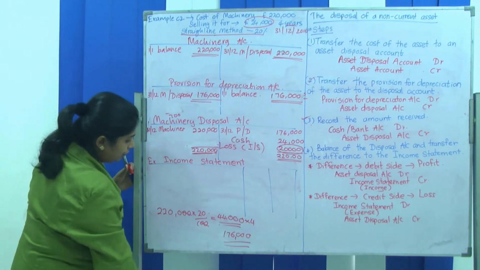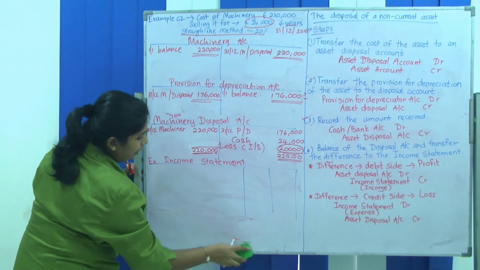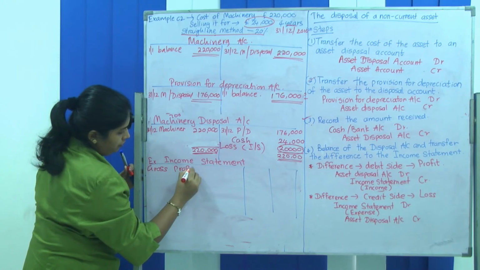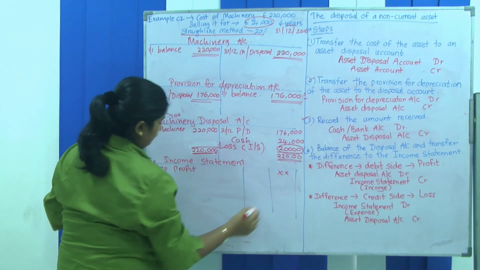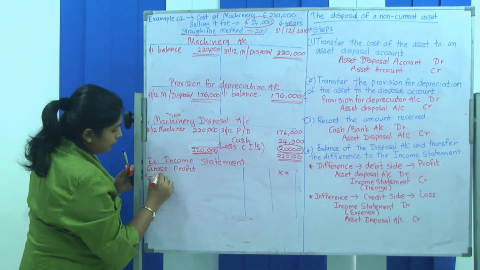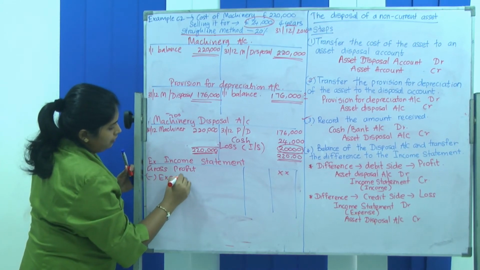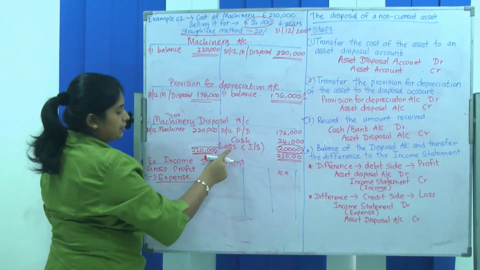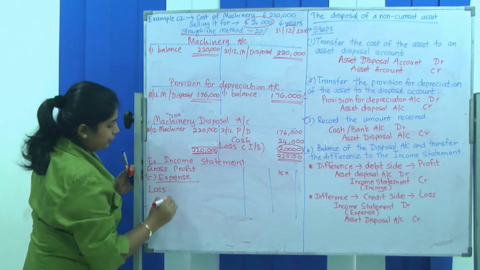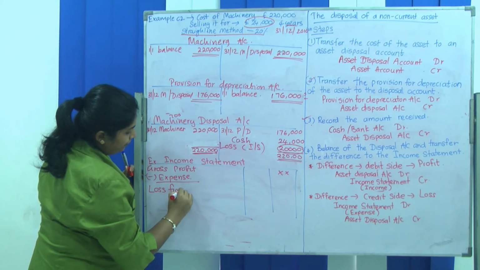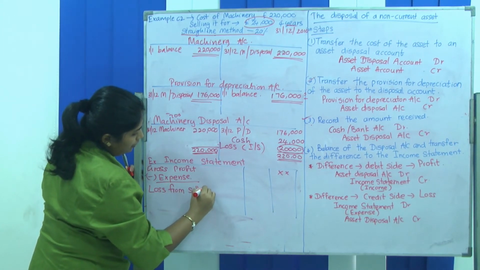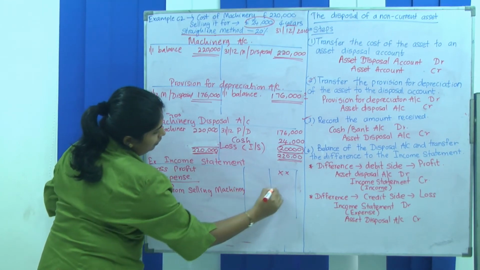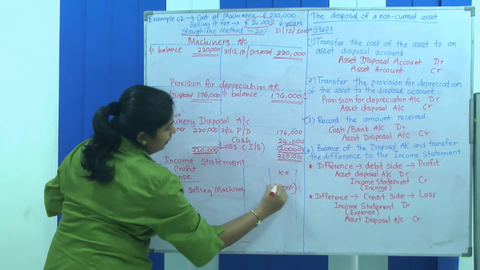So if you show the entry in the extracted income statement, first you will be writing the gross profit, and it's an expense, so it will be deducted from the gross profit because it's a loss. So under expenses you can write loss from selling machinery, 20,000, and within brackets you can write it.